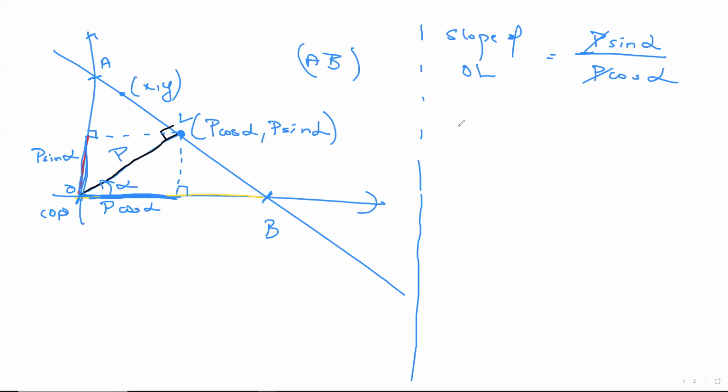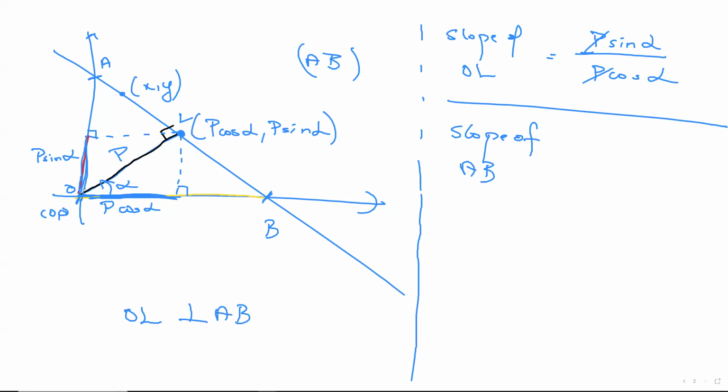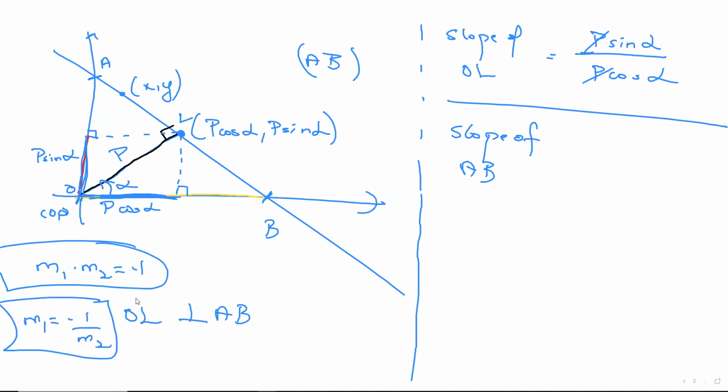Now think for a second. Using the slope of OL, I'll be able to find the slope of AB because the line OL is perpendicular to line AB, correct? AB is that straight line here. OL is a perpendicular distance. We learned in 10th standard that for the slopes of two perpendicular lines, m1 times m2 is equal to -1, correct? So m1 will be equal to minus 1 by m2. Both of them are the same thing. This is what you learned in 10th standard.